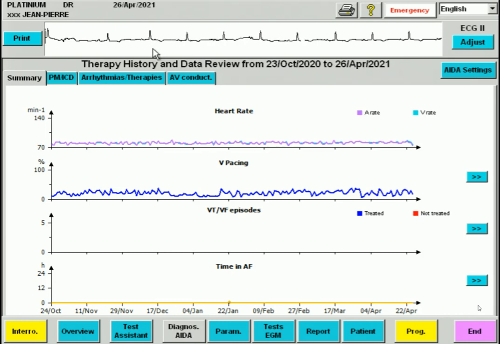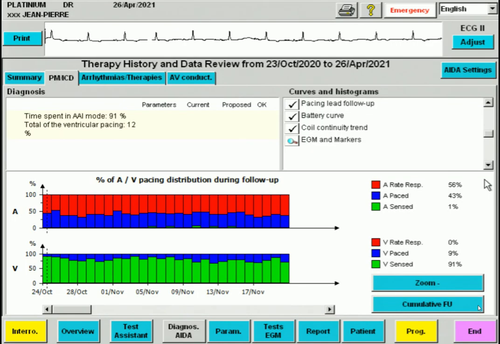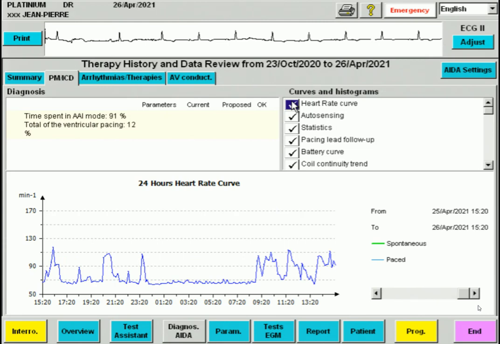Also today, the patient shows preserved atrioventricular conduction. Below, we see that there have been no ventricular or atrial arrhythmias. Using these arrows on the right, we can go into more details. We have now arrived in the next tab.